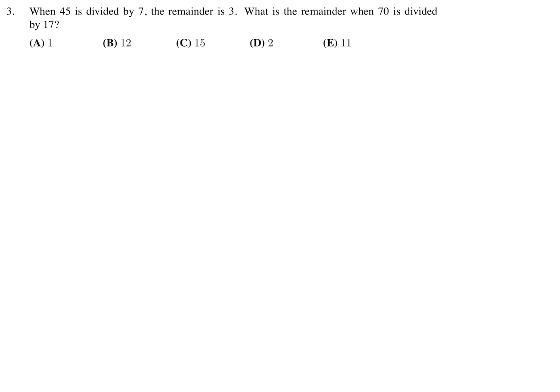When 45 is divided by 7, the remainder is 3. What is the remainder when 70 is divided by 17? 70 divided by 17, 68, right, would be the closest number. So that would be 4. And then I'll just put the 68 in brackets there just to let you know what I did. And then the remainder would be 2, correct? Yeah, that's it. So number 3, the answer is D.